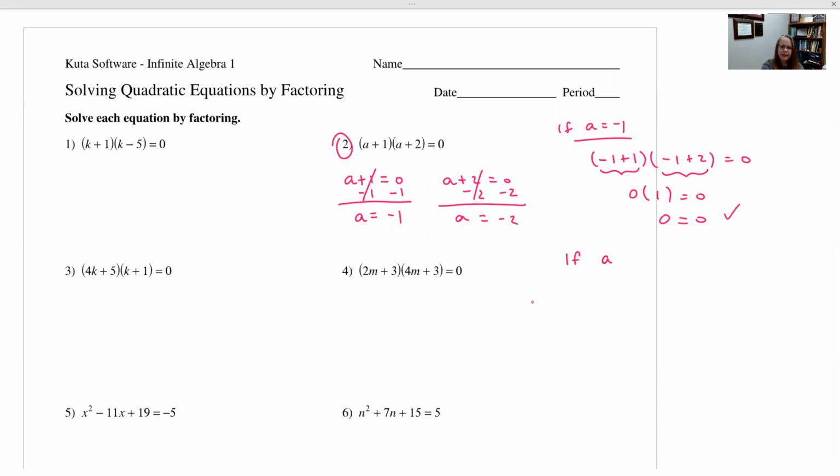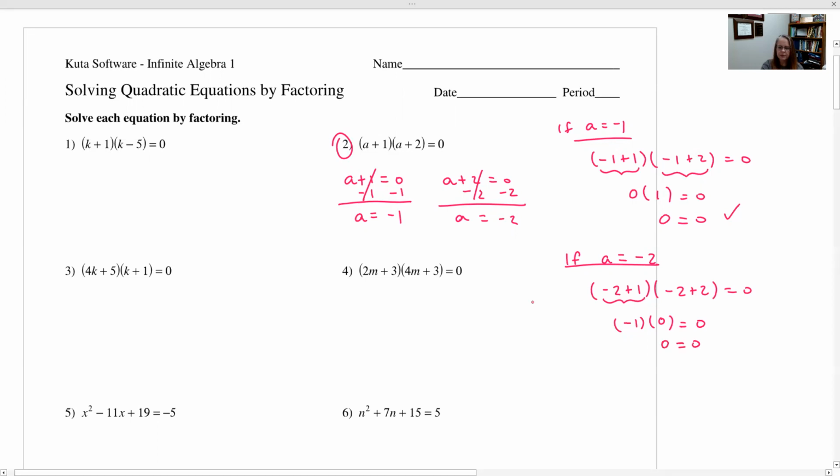And then if a equals -2, I'm going to do the same thing. I'm going to plug -2 in wherever I have an a. So -2 plus 1, -2 plus 2. Right here, -2 plus 1 is -1. -2 plus 2 is 0. -1 times 0 is 0. Good, checks out. So that's how you approach problems 1 through 4.